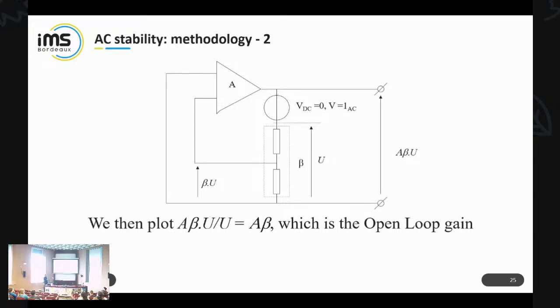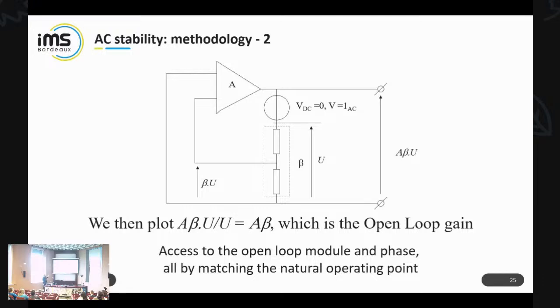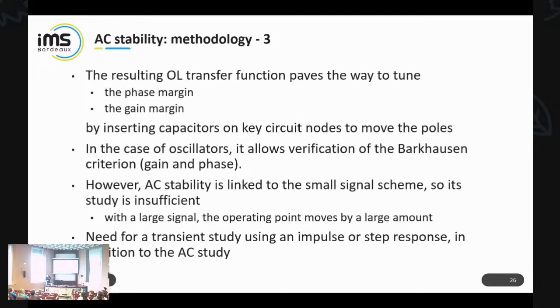So if you can do that, you can then work on the stability with the open loop still working in the natural operating point. So this approach can be used to work on the open loop and fine-tune your phase margin and gain margin by inserting a capacitor in there, as we have seen previously for the band gap. And also, if you are working on an oscillator, it will be the opposite. It will help you to fine-tune the gain that will make the circuit oscillate, but will not generate too much phase noise.